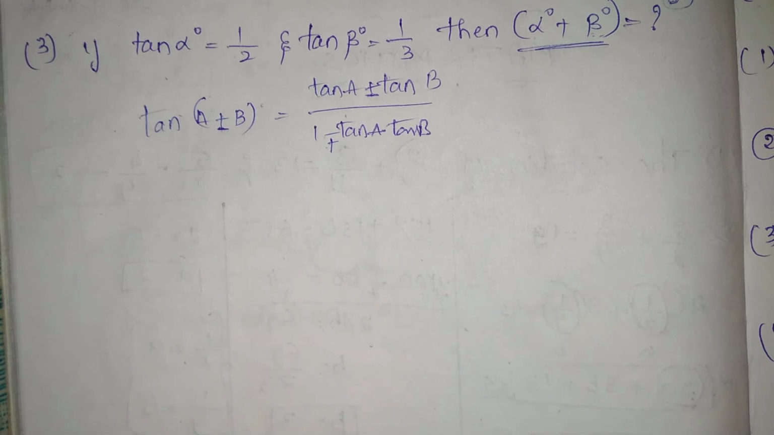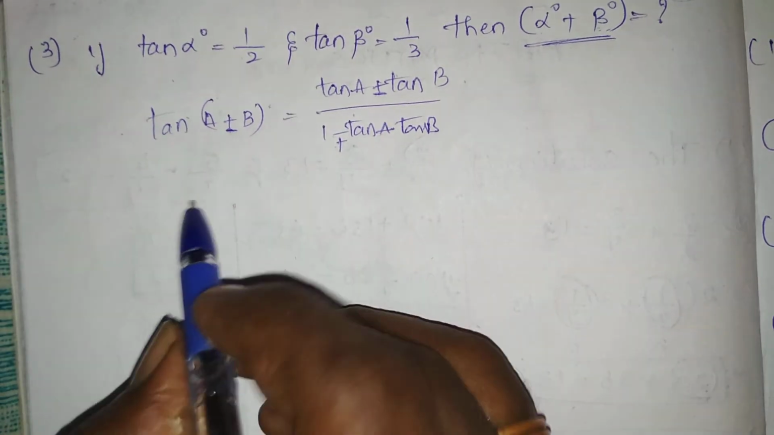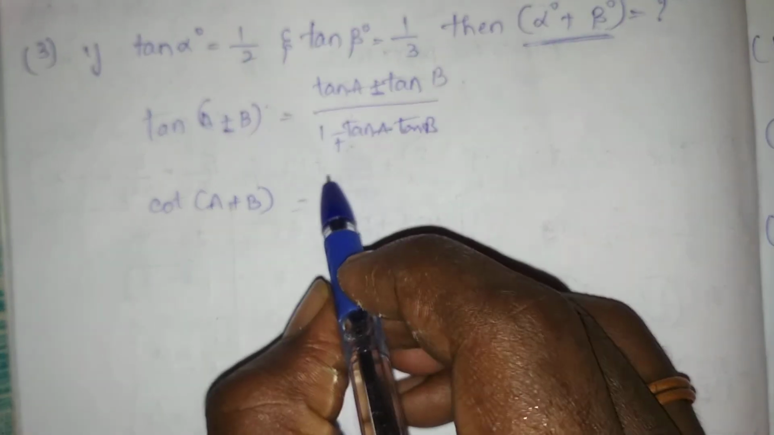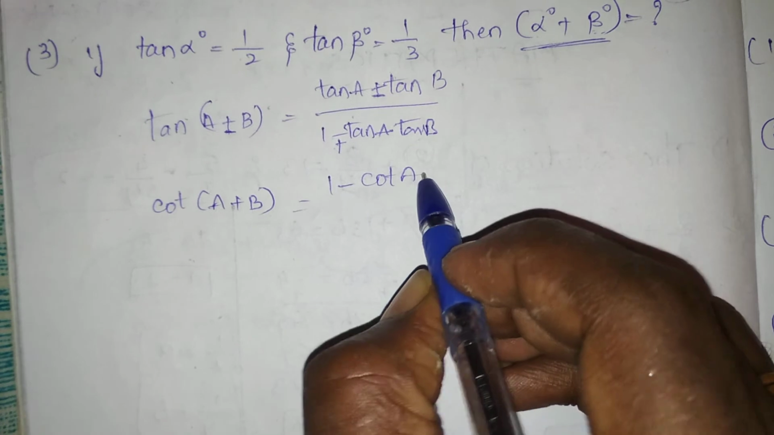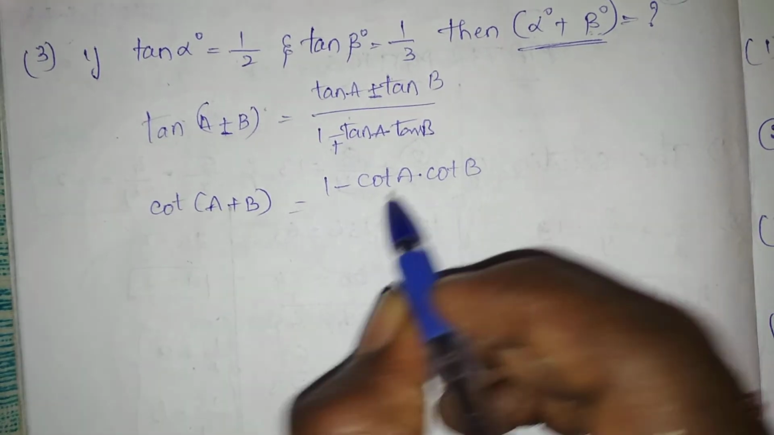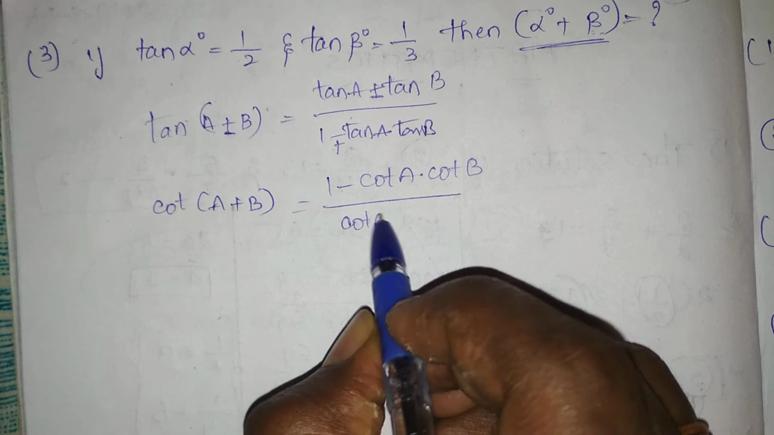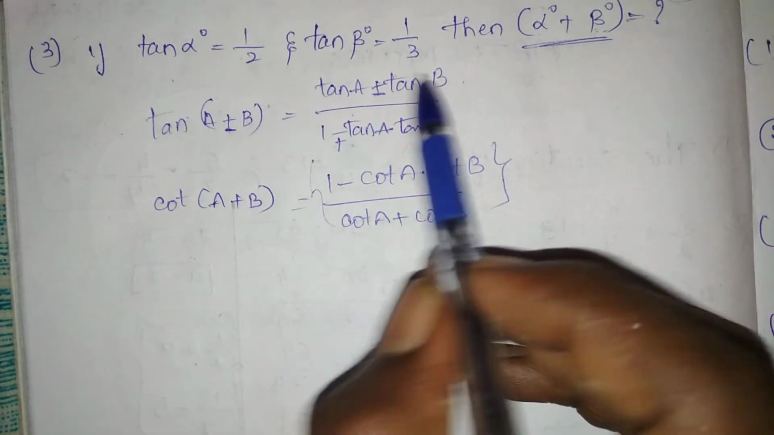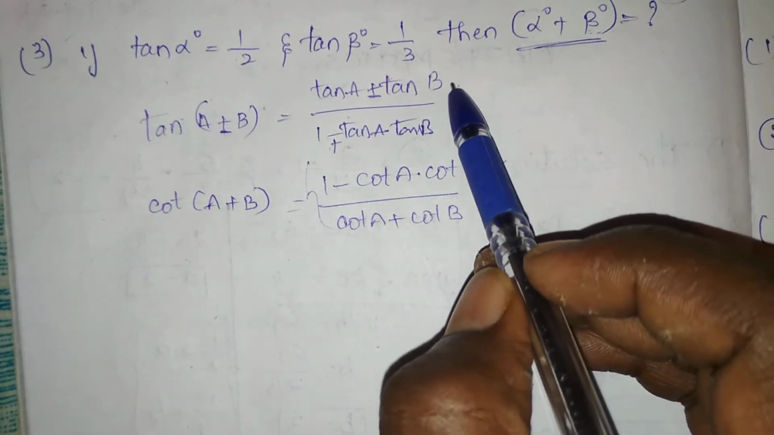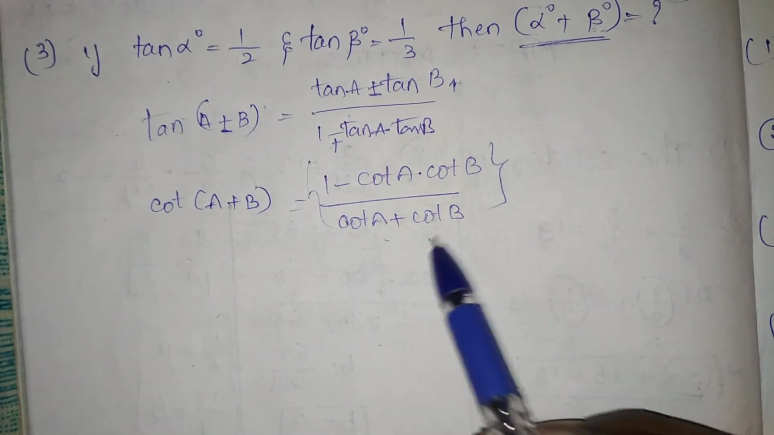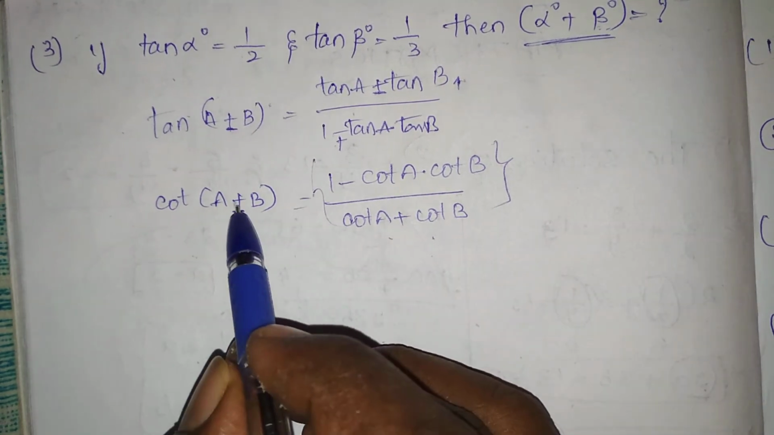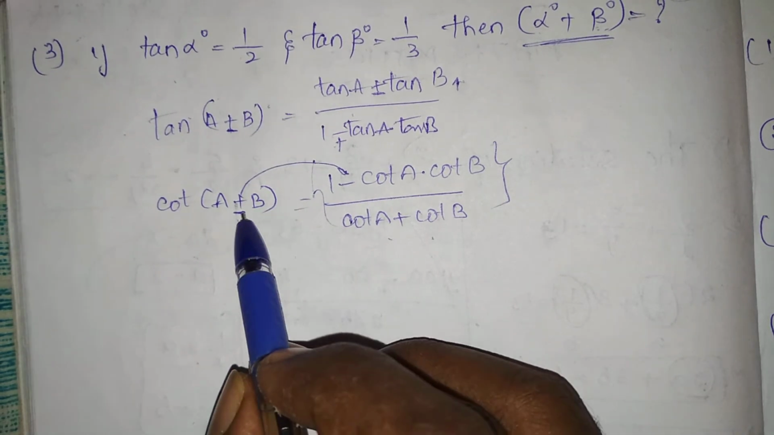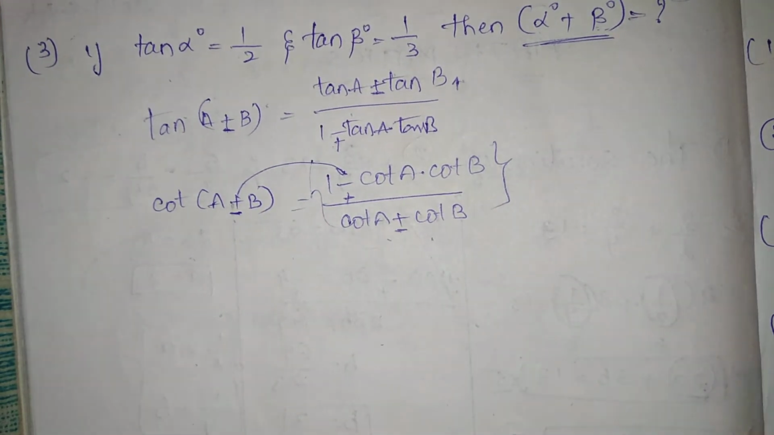Similarly for cot: cot(A plus B) is equal to 1 minus cot A into cot B by cot A plus cot B. Here the difference is that for tan, tan A plus tan B is in the numerator, but for cot, cot A plus cot B is in the denominator. Just remember the signs: if it is positive here, it will be negative there.